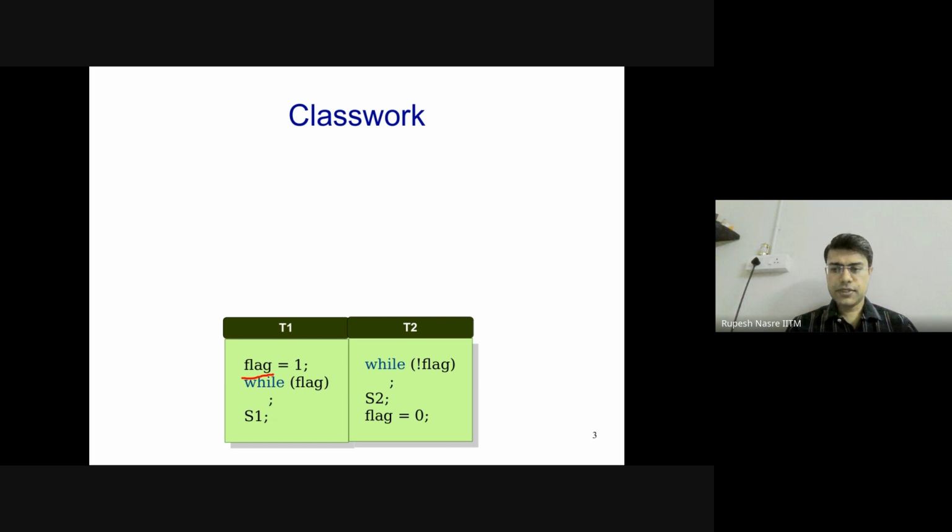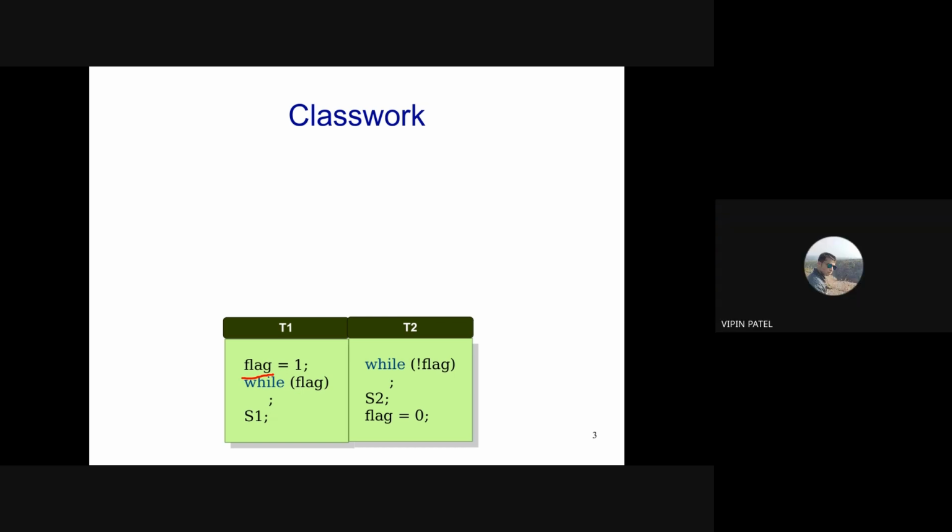Okay, let's solve the simpler question first. The simpler question is: is it possible that S1 and S2 execute simultaneously? In another way, we are asking if there is mutual exclusion between T1 and T2 with respect to the critical sections S1 and S2. So any thoughts on whether S1 and S2 can be executed in parallel or not? Please think about it.